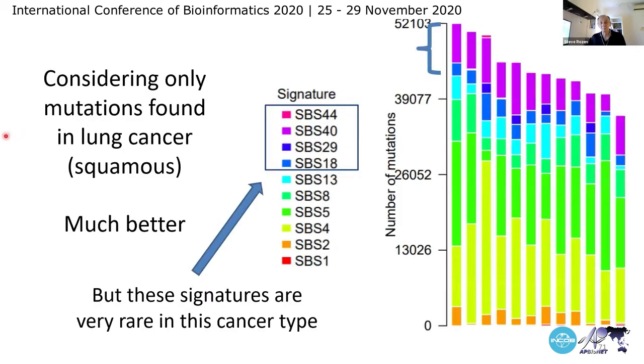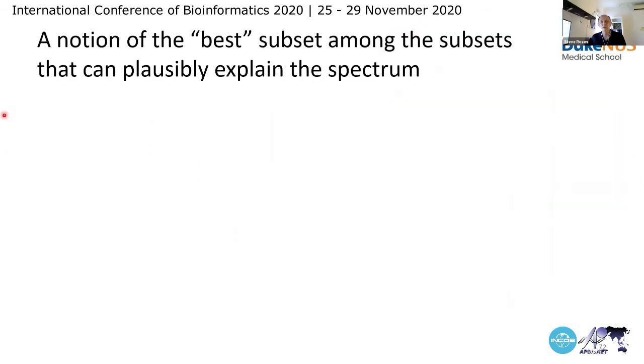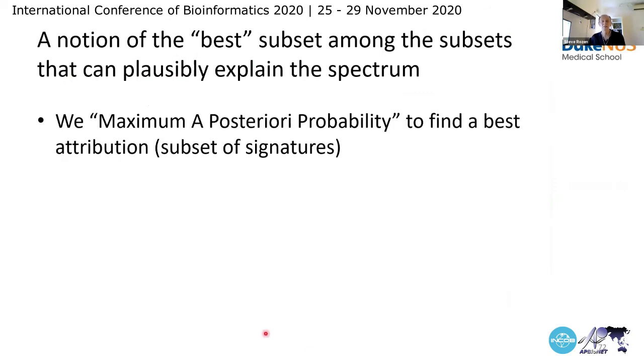And again, when we considered only mutations found in lung cancer, we did much better than previously, but we still had 4 very, very rare signatures attributed to each of the lung cancers. So for the notion of the best subset among the subsets that can explain the spectrum, we're going to use a maximum a posteriori probability to find the best attribution, that is, the best subset of signatures.